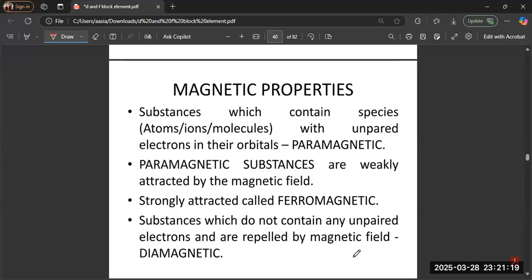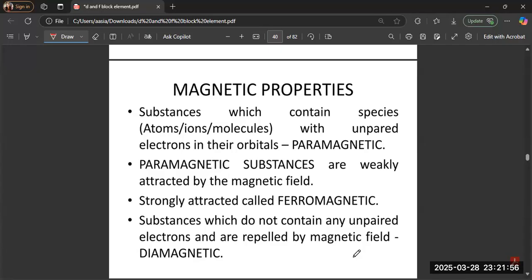Now let's see, it's very important. Sometimes they ask questions based on magnetic properties: whether the compound or the elements are paramagnetic or diamagnetic. Just calculate it. So let's see the magnetic properties of d block elements. Due to the unpaired electrons in d orbitals, many compounds of transition elements are paramagnetic in nature, right? And as the number of unpaired electrons increases, the paramagnetic character also increases.